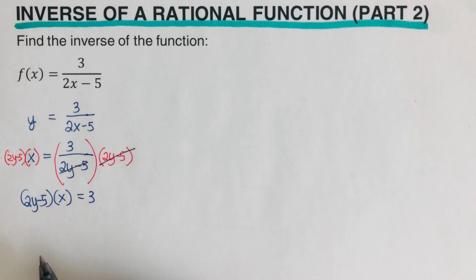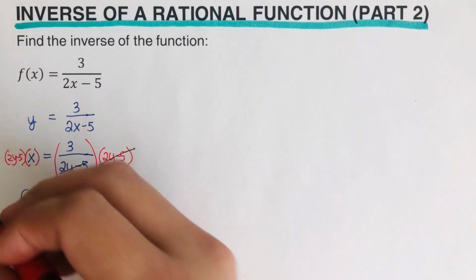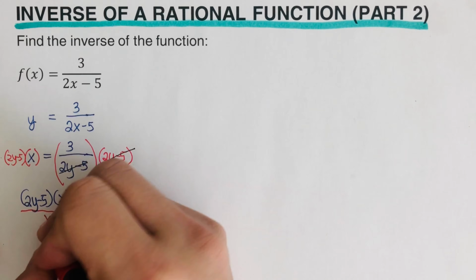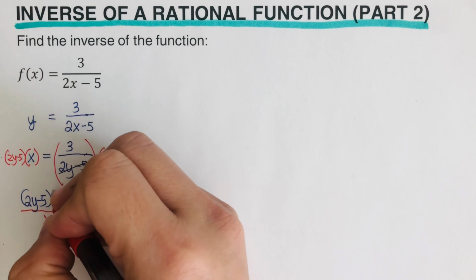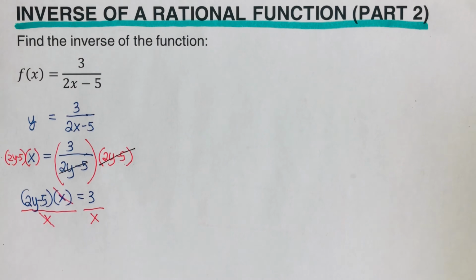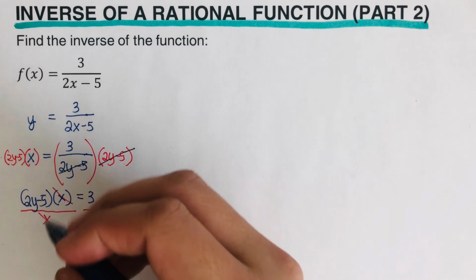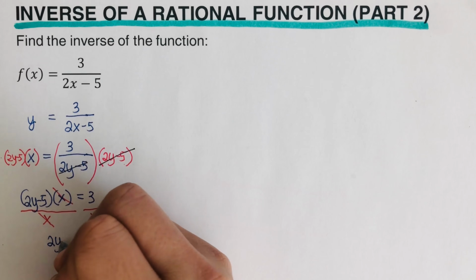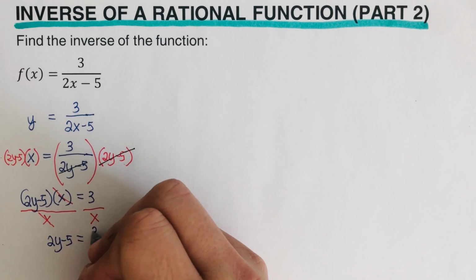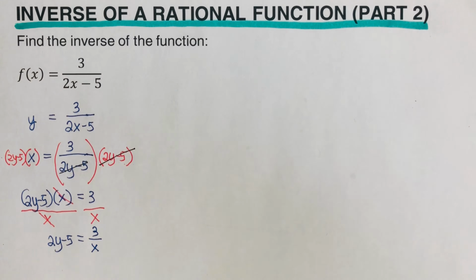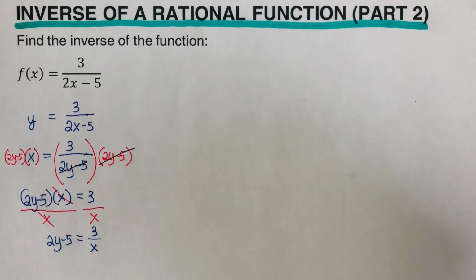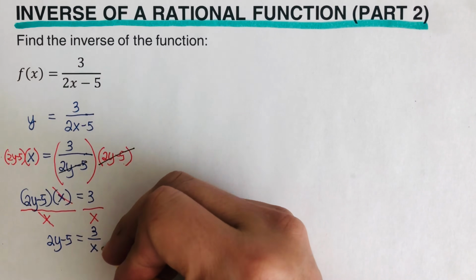We want y by itself, so we can go ahead and divide both sides by x. I'm going to divide this by x, and I will divide this by x. I can cross this out. So on the left side, I am left with 2y minus 5 is equal to 3 over x. Again, our target is to have y by itself. So I'm just going to rewrite it up here.